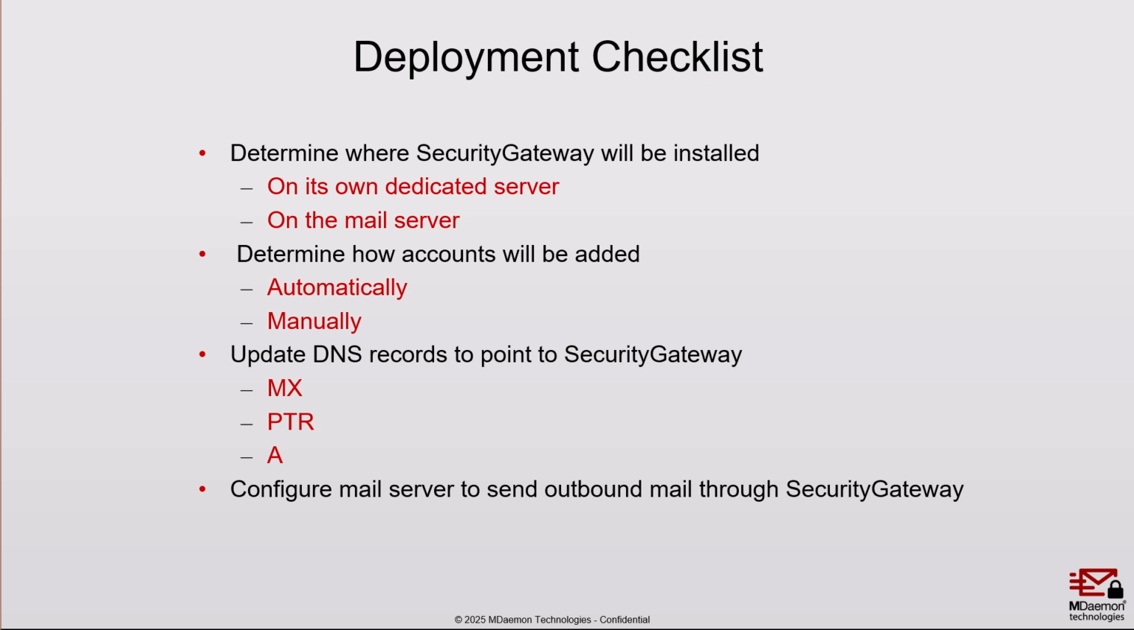Also, when deploying Security Gateway, make sure that your DNS records properly point to Security Gateway. So for inbound email to reach Security Gateway, your MX record needs to be updated to associate your domain with the IP address or hostname of the server that Security Gateway is installed on. Update as well any PTR records or any A records accordingly. And then on the outbound side, you'll want to configure your mail server to send all outbound mail through Security Gateway. In other words, configure your mail server to use Security Gateway as a smart host.